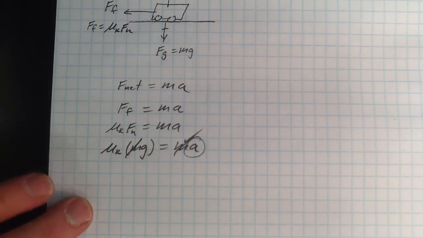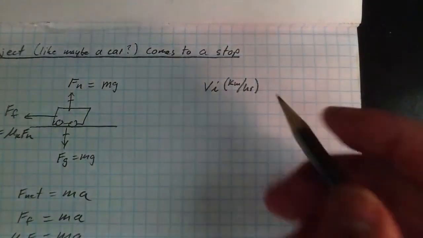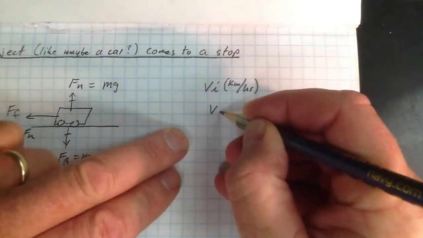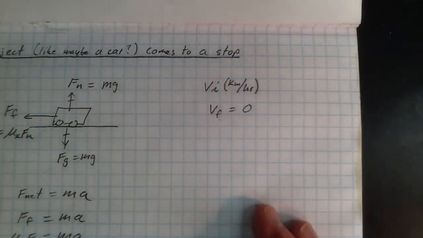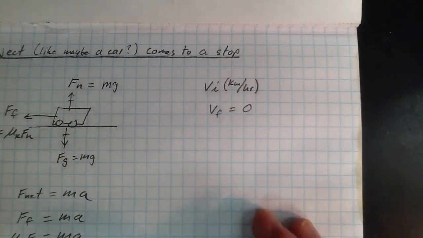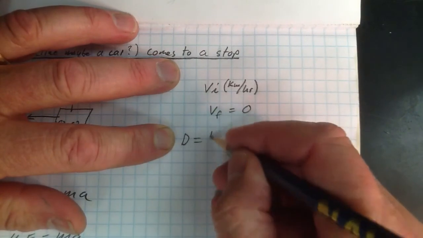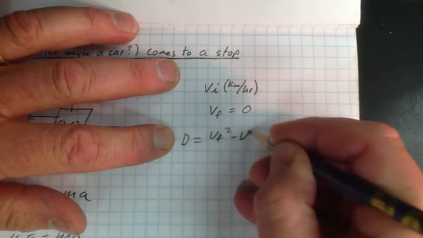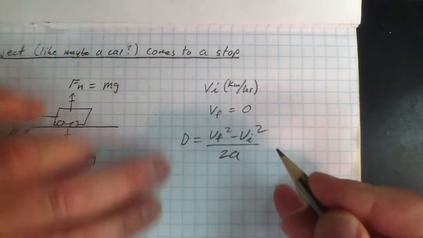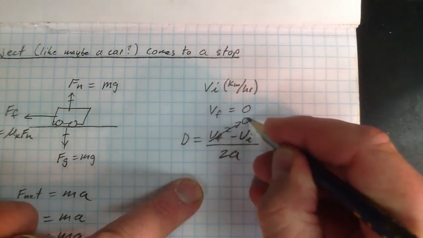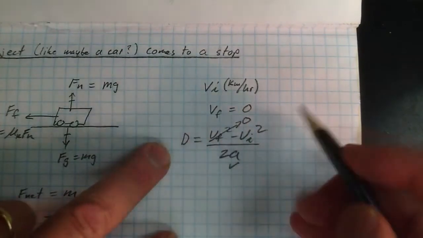Now I've got a kinematics problem, and most of y'all are pretty good at recognizing that. I had a V initial that was given in the problem. The V final was equal to 0. Now, there are a number of kinematics equations that you could use, but the most efficient one to use here would be this one. I'm coming to a stop, so this is 0. Acceleration we computed from Newton's second law.